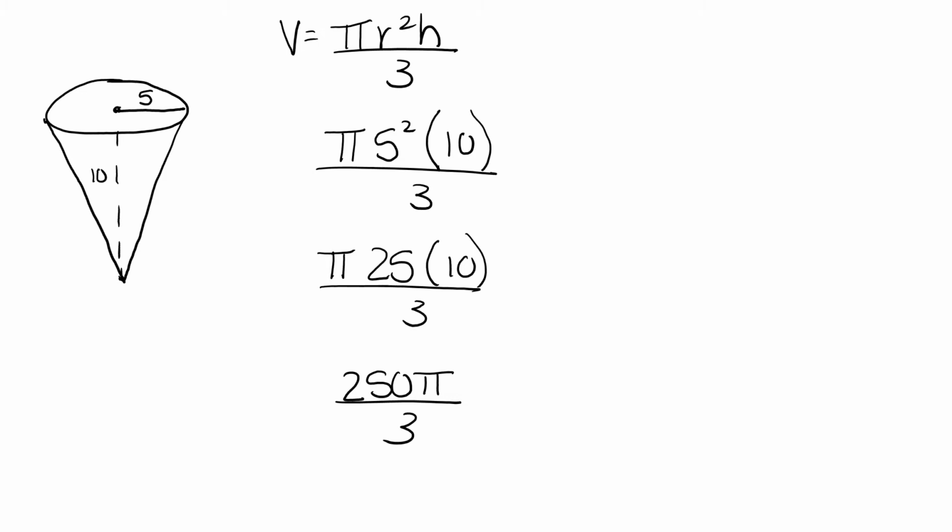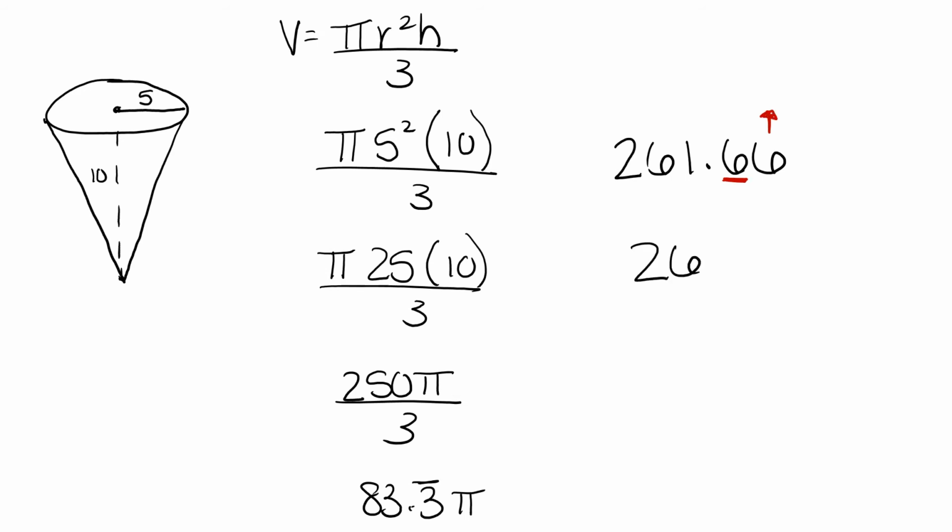We divide 250 by 3 to get 83.3 repeating. Make sure we're not rounding yet. We keep all of those repeating decimals in the calculator. And then we multiply by pi, using the value 3.14 as the directions state. We get an answer of 261.6 repeating. But because the directions tell us to round to the nearest tenth, 6 is in the tenths place. The next 6 tells us to round up, meaning we end up with 261.7.